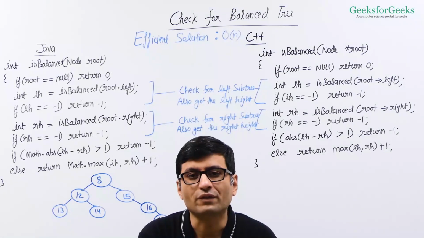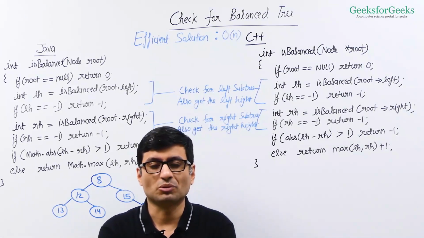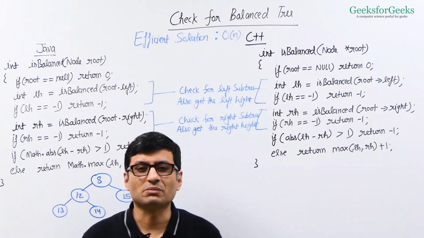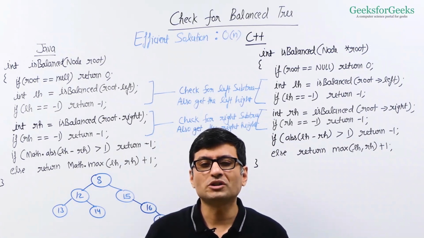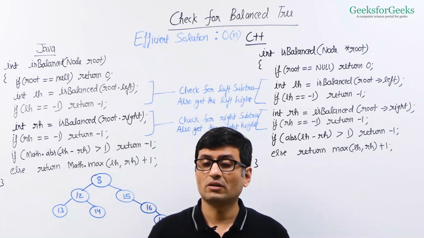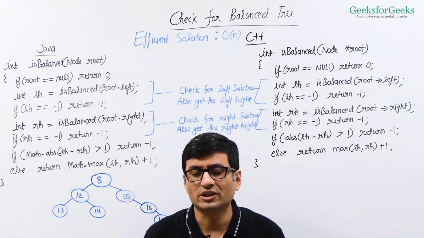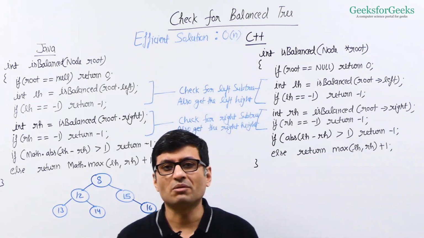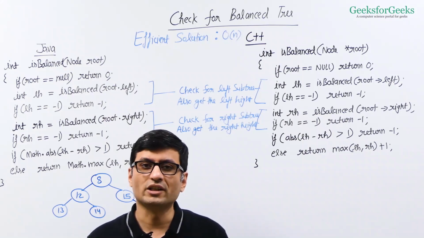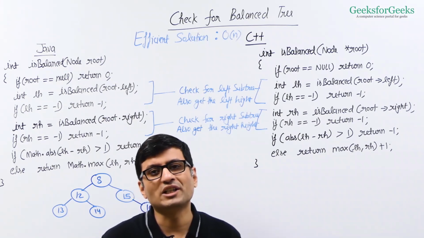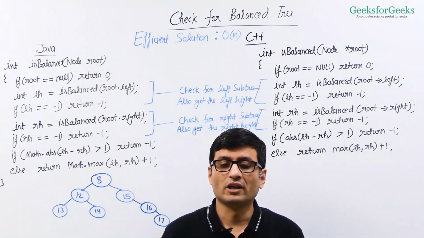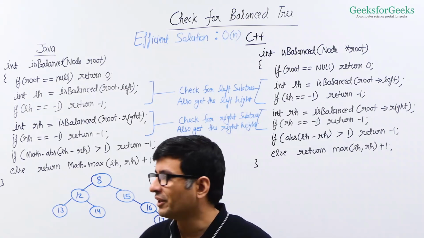Here are big O of n implementations of this approach. We have two implementations, one in C++ and one in Java. The most important thing here is to note the return type is integer, and these functions return -1 if the tree is unbalanced, otherwise they return the height. Let's now talk about the logic used in these implementations.